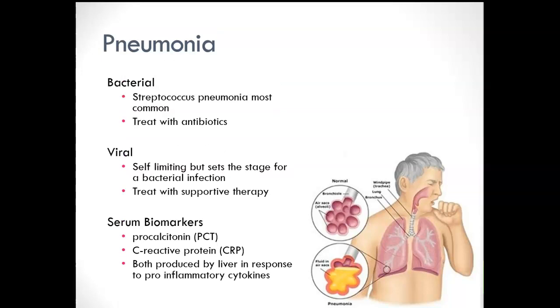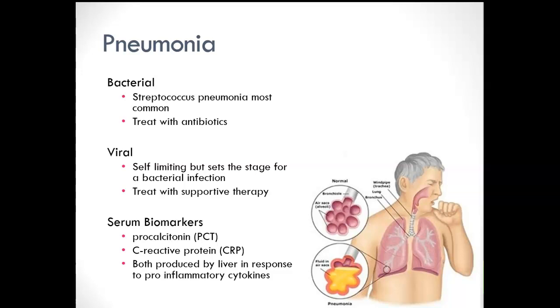Bacterial obviously is treated with antibiotics. If you have viral pneumonia, there really isn't much that we can do, right? We just do supportive care until the patient gets better. But the problem is that viral often sets the stage for a bacterial infection, right? Because now you have these air sacs that are inflamed and tissues that aren't healthy, and it's a great opportunity for bacteria to go in there and have a little party. So viral can often turn into bacterial. It's something that you need to know.